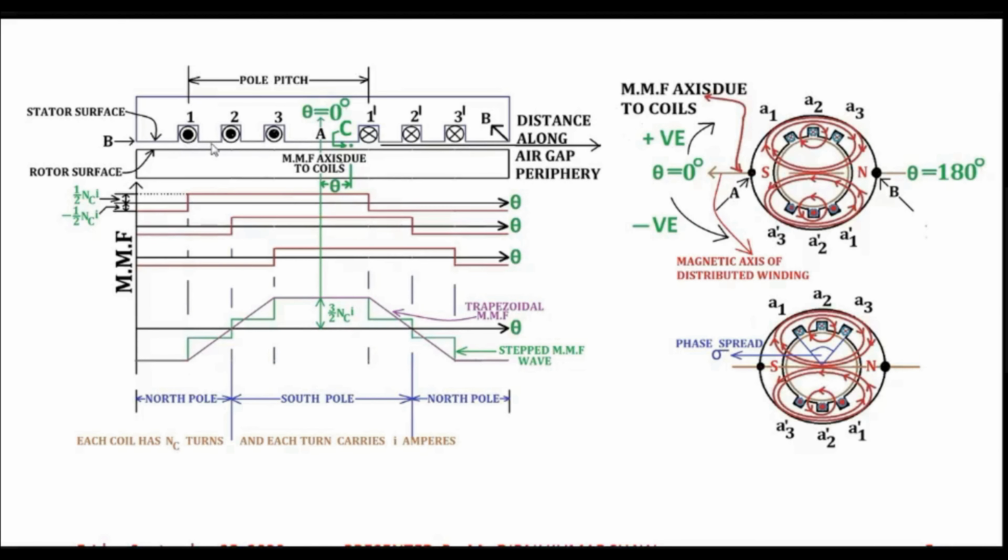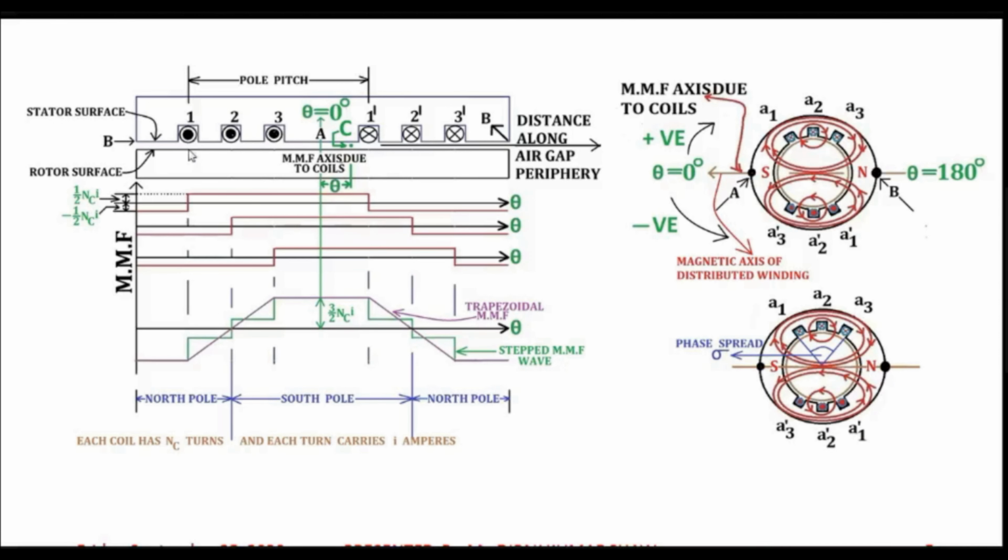For this single coil 1 dash, it will be rectangular, and for coil 2 dash, it will also be rectangular. But what you notice is that it is getting shifted by one slot pitch. You may refer to the diagram. So the MMF distribution for coil 2 dash is also rectangular in nature, but it is actually shifted by one slot pitch. So you may follow the mouse pointer, please.